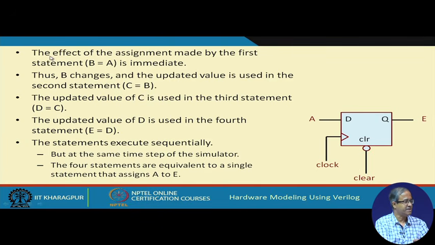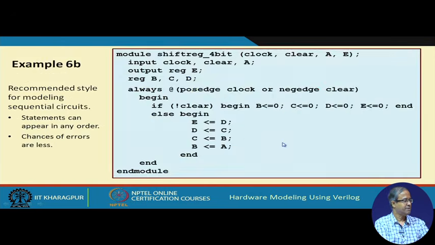So, whatever I have said is mentioned here. Effect of assignment: A goes to B, B goes to C, C goes to D, D goes to E. Because they are executed sequentially, the final result is A will be going to E. So, the synthesis tool will be generating a single flip flop like this, right.